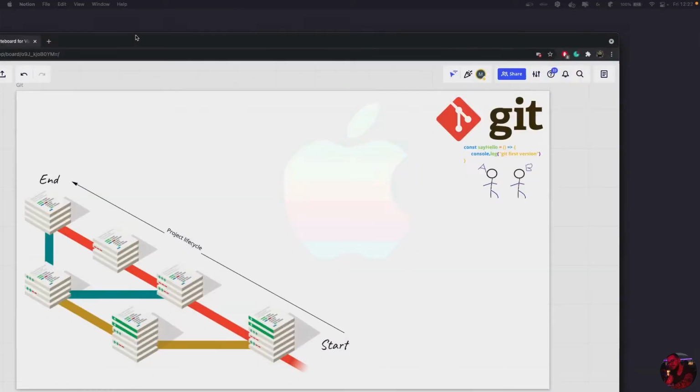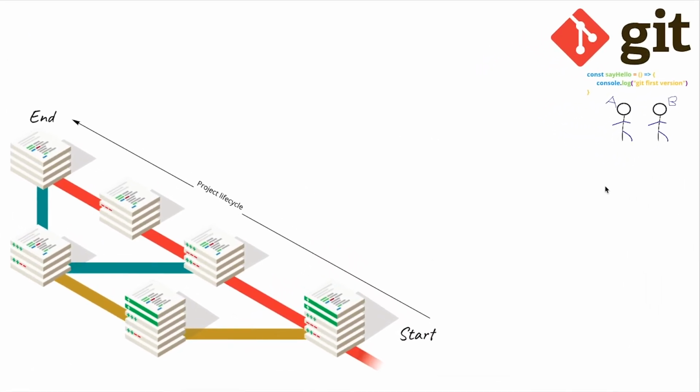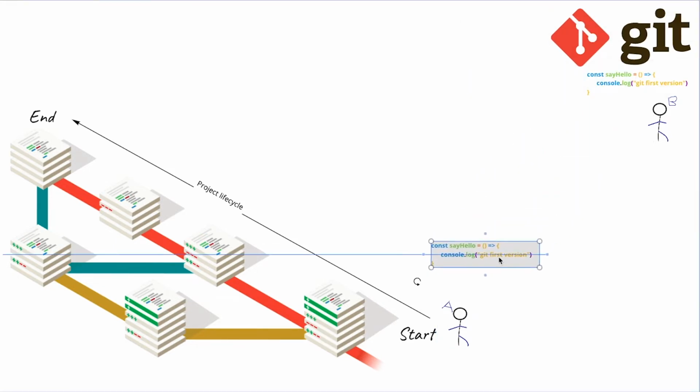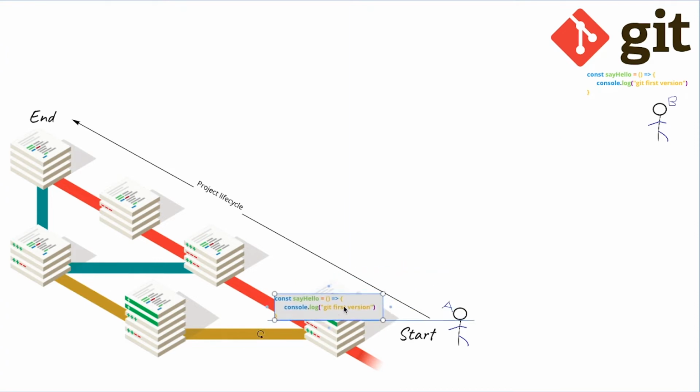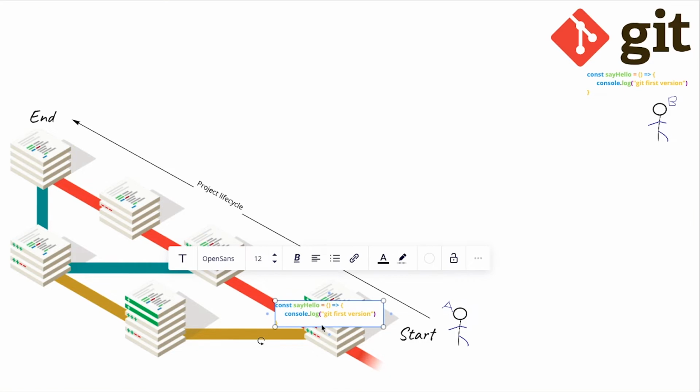Here I have a Miro board that I'm going to use to show you how Git works. Okay, so let's say you are the person with letter A that is starting a project. You created your first file, and let's say it contains just a function that says hello and prints out Git first version. So it's just a JavaScript function. Don't worry about what it is if you don't know anything.